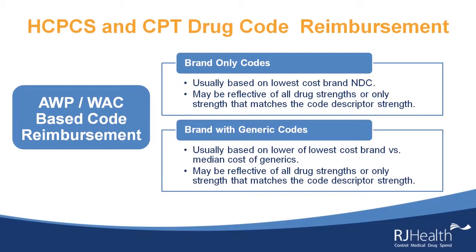You will have, in theory, half the products that are matching the code description above the price that we calculate, as well as half below. The lower of the two then will win out, either the lowest brand or the median generic. The nice thing about this particular methodology is it prevents a plan from paying for highest cost brands. However, it can also allow a greater reimbursement rate for cheaper generic use.